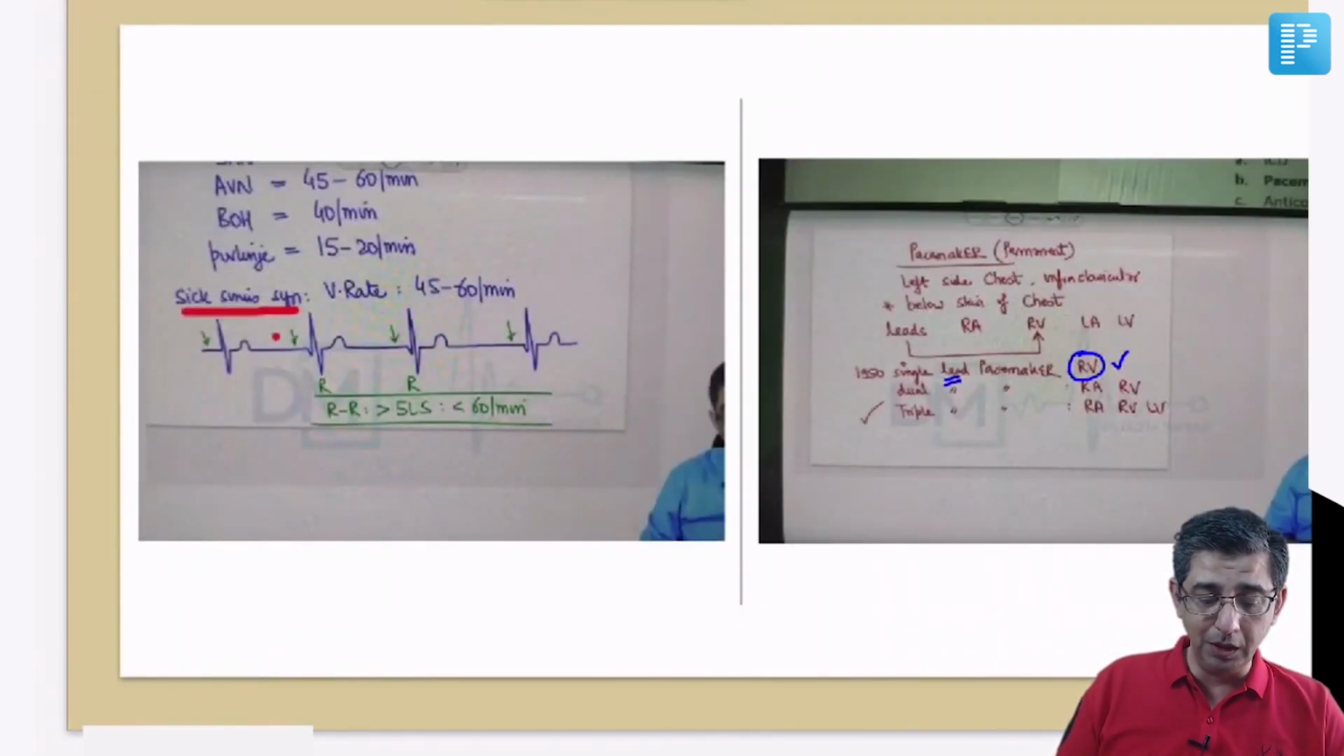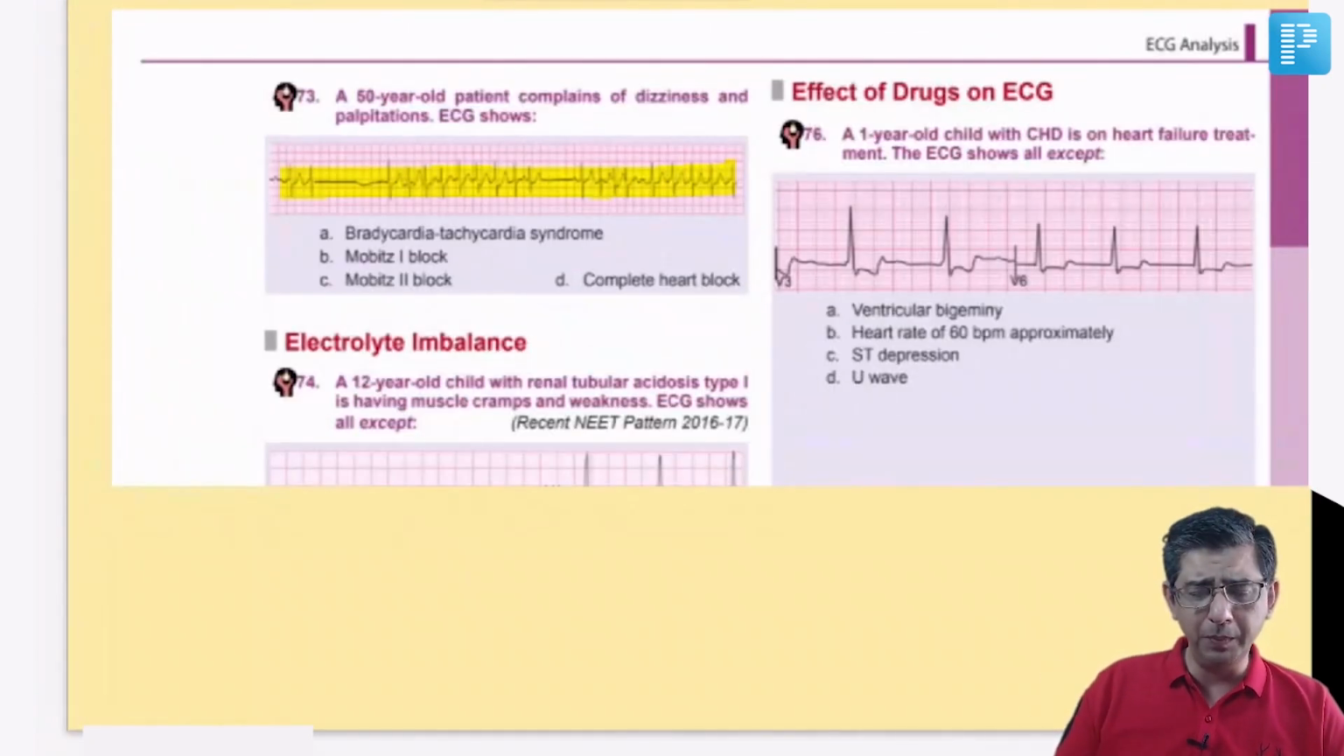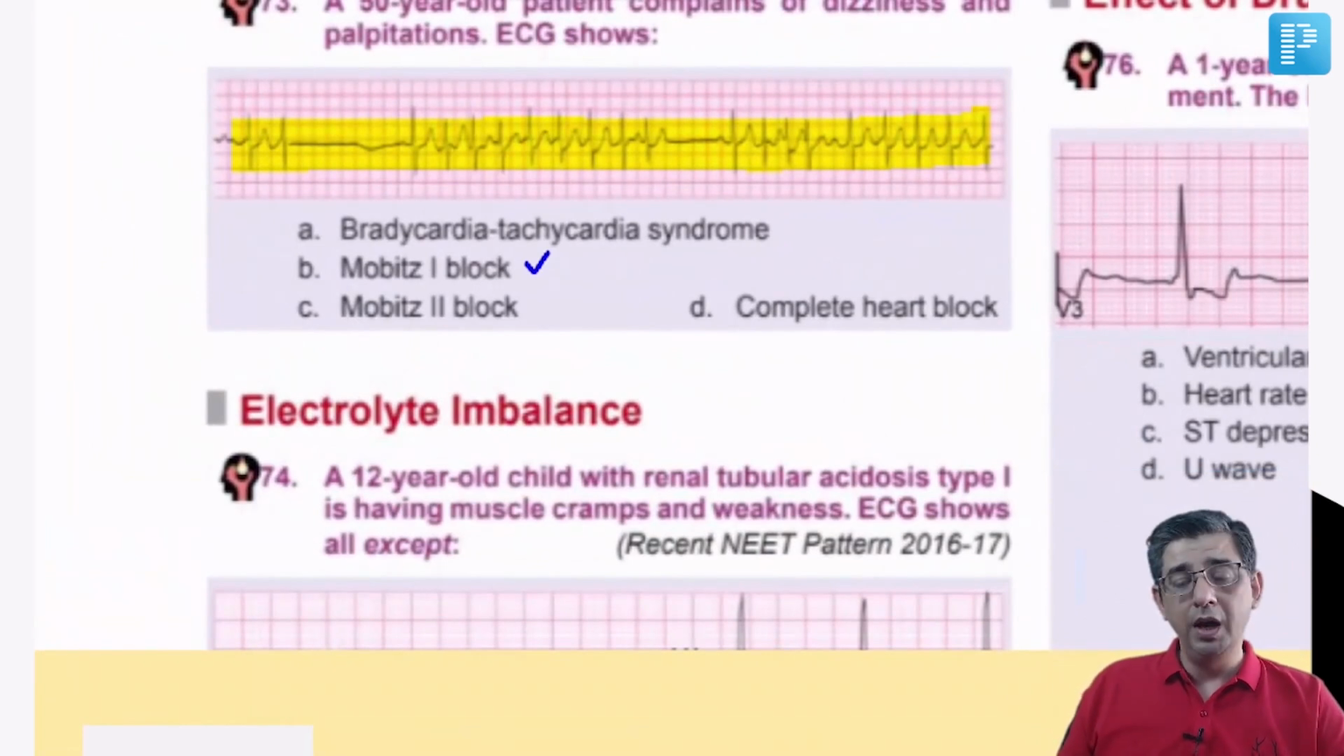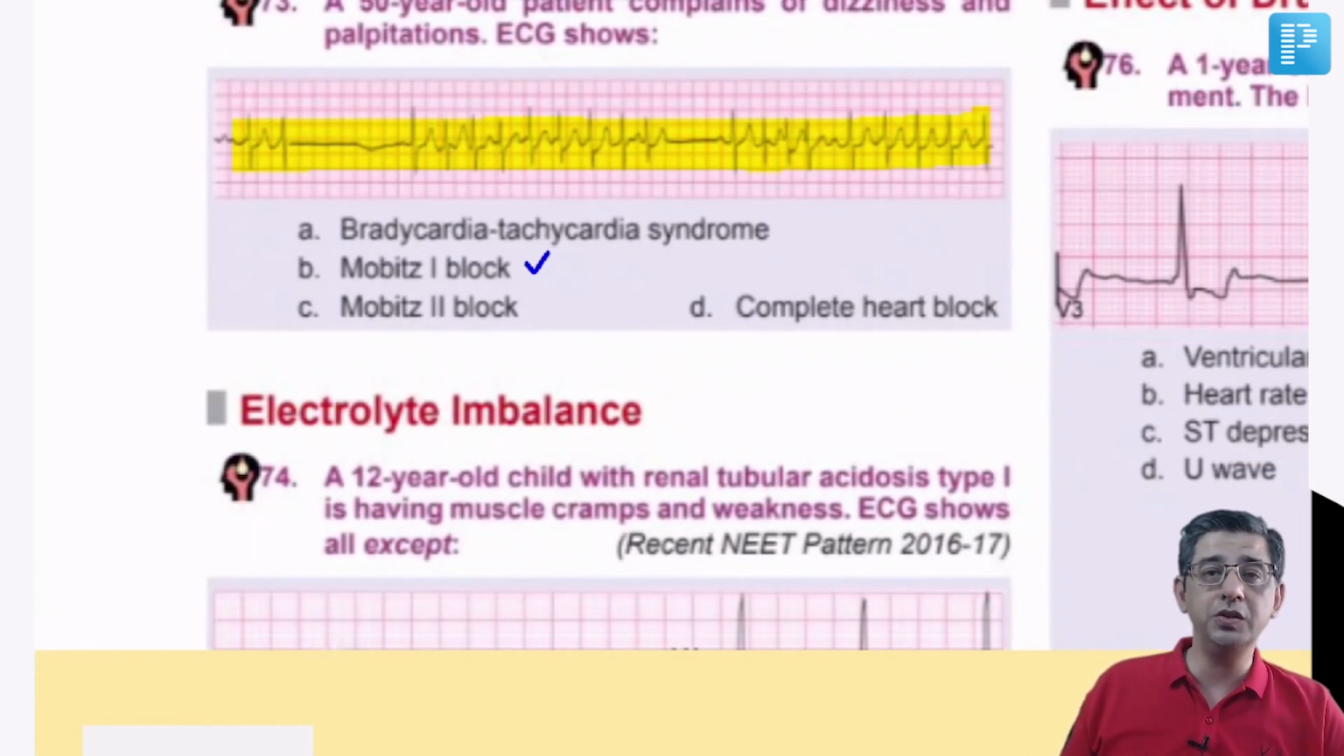You can just type the word Final Edge and then type any of these words: bradycardia, tachycardia, Mobitz 1, Mobitz 2, complete heart block, whichever, and you will be directed immediately by Google Books to the section where I have discussed these various ECG scenarios. There are a total of 50 ECGs that you need to go through.